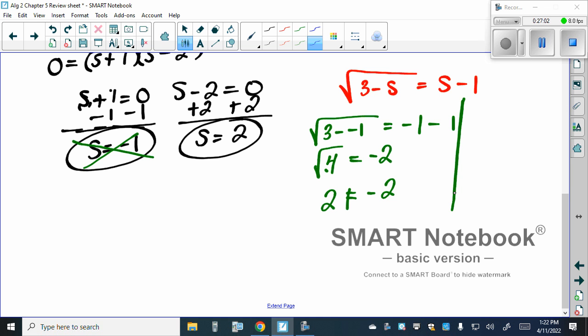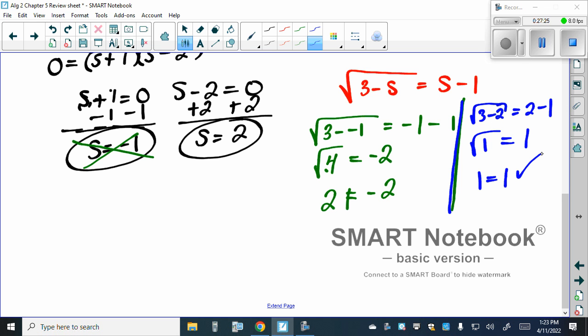Now our other one would be taking the square root of 3 minus 2 is equal to 2 minus 1. Well, the square root of 3 minus 2 would be the square root of 1, is equal to 1. Square root of 1 is 1. So s equals 2 would be our solution.